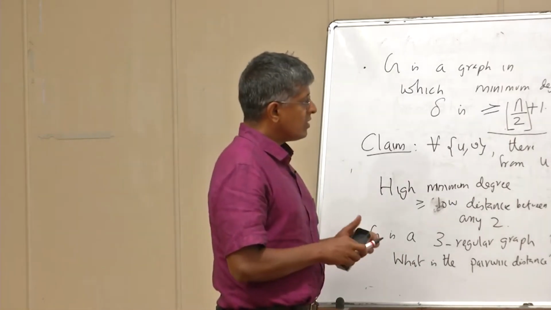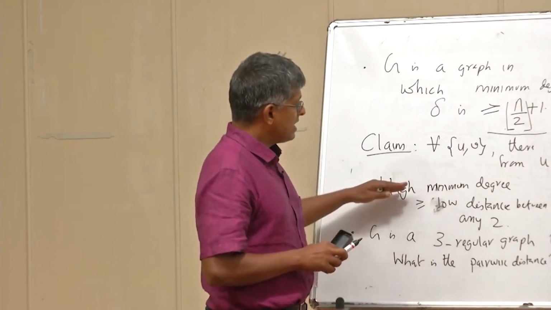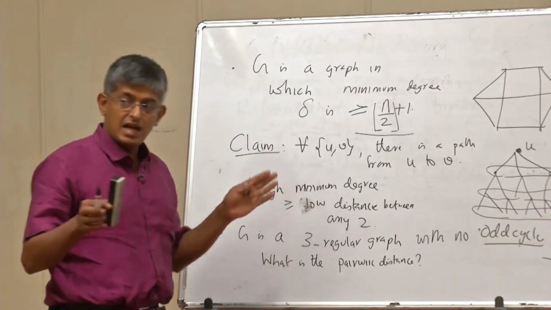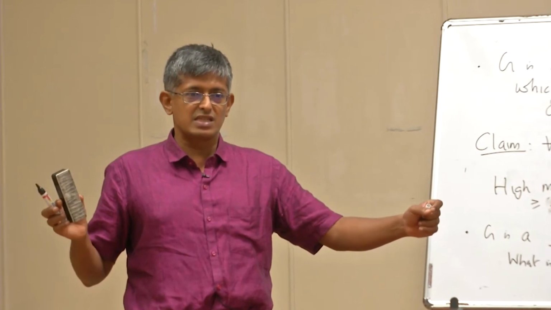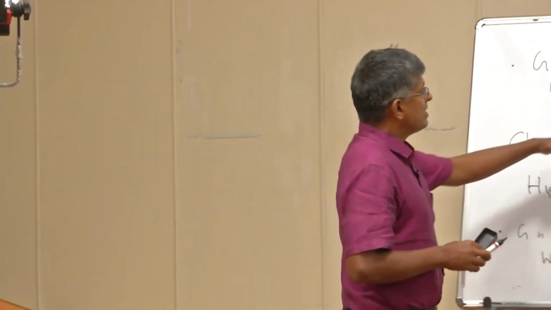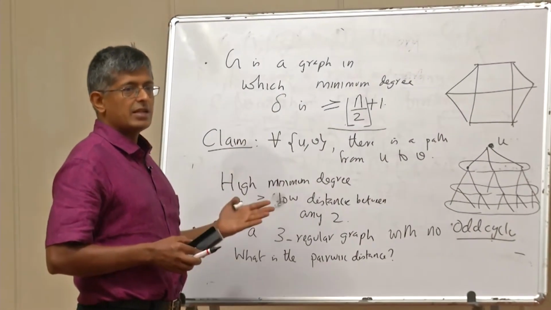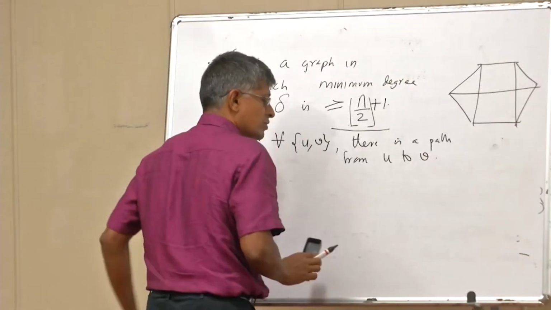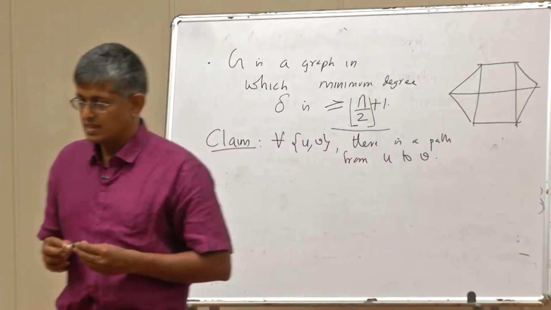I will refine it a little later, but what I am pointing out is that you can have very low degree and still have very low diameter in the graph. Diameter means the furthest distance between any pair. Here you get the feeling that if the degree is high, then the diameter is low. It is a sufficient condition, but not a necessary condition. So just using the degree, you can prove a lot of structural properties.